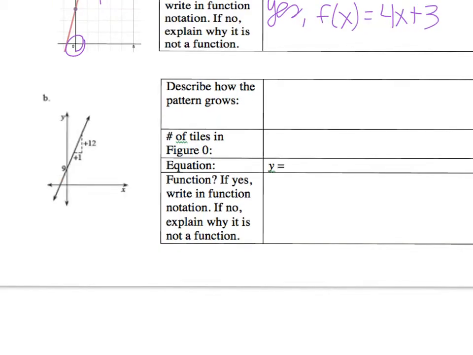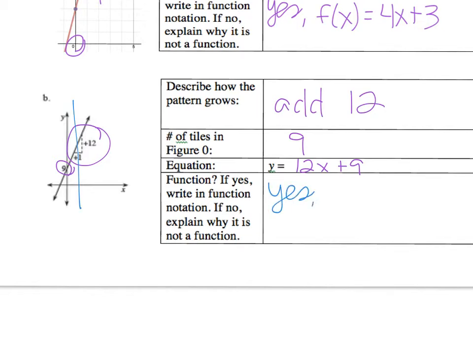In part B, again, I'm going to start with the number of tiles in figure 0, which they show us as 9. We want to see how the pattern's growing, and they give us a sloped triangle that shows us when we go over 1, we're going to go up 12. So every time we're going to be increasing by 12. So we're going to add 12. So our equation is going to be 12x plus 9. If we do the vertical line test, it passes through one time, so yes, this is a function, and f of x is going to be equal to 12x plus 9.